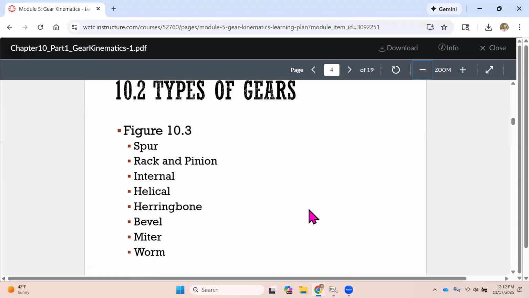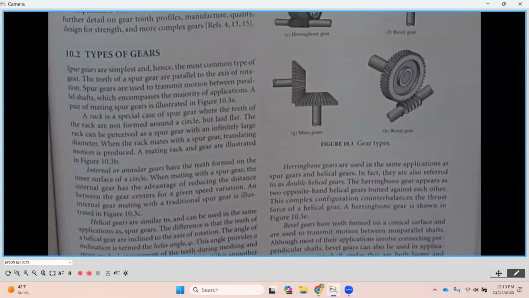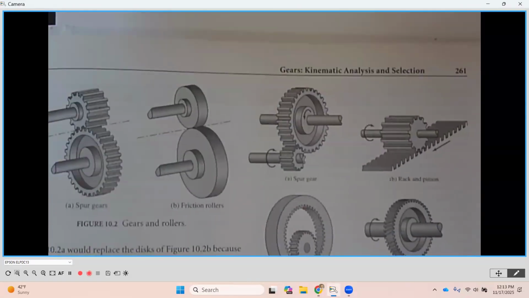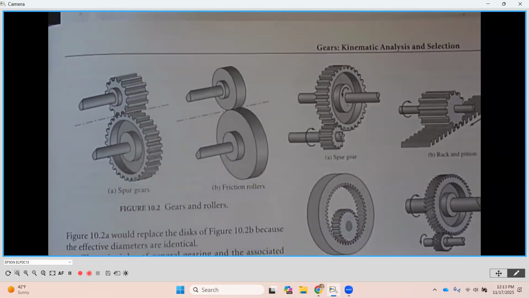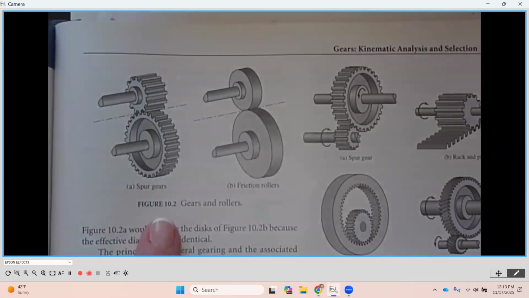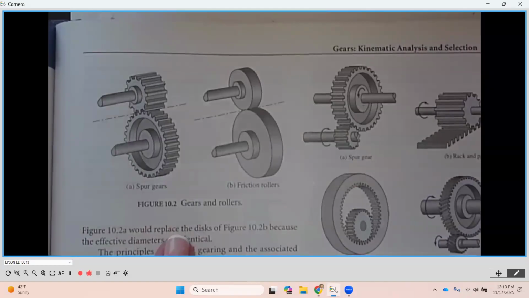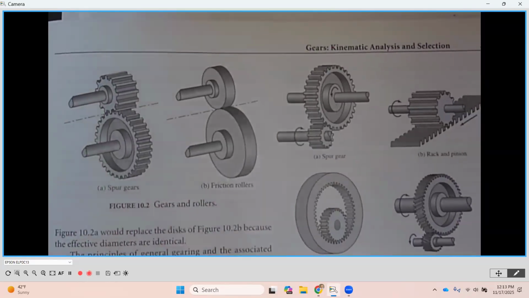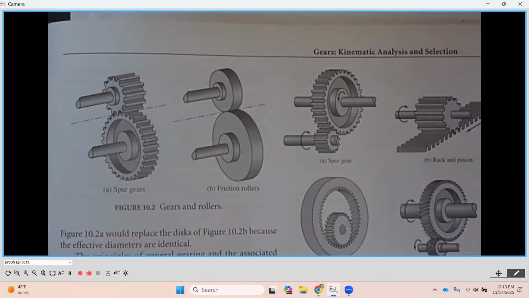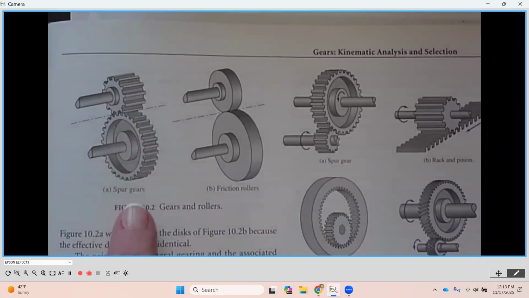Now, there are many types of gears, and on the following page, on page 260, we're going to see a number of common ones that we would encounter when we're out in industry. So I'm going to go underneath our camera here. I'm going to pull this up this way. And here in figure 10.2, you're going to notice that we have a couple different types of applications here. So in this case, we have spur gears.